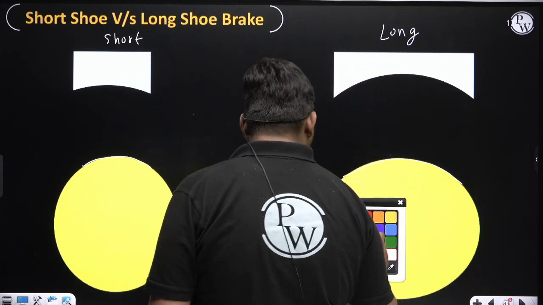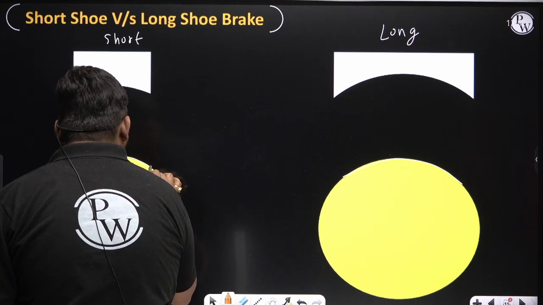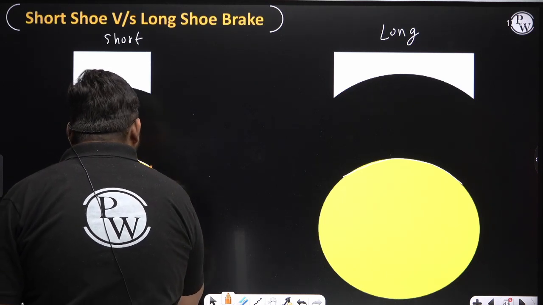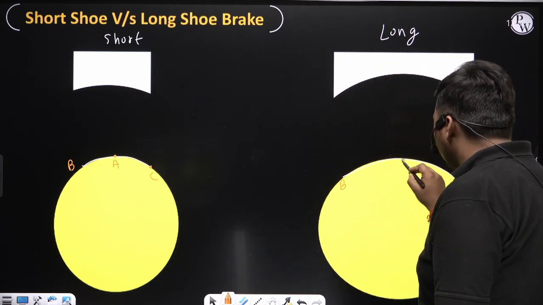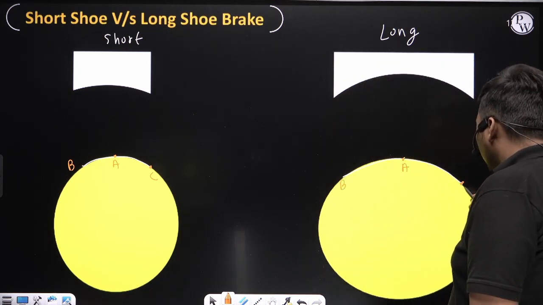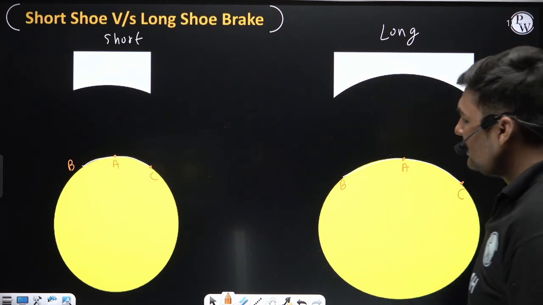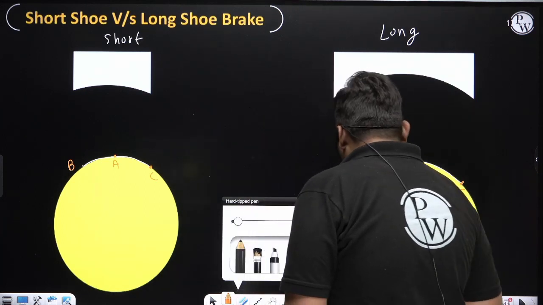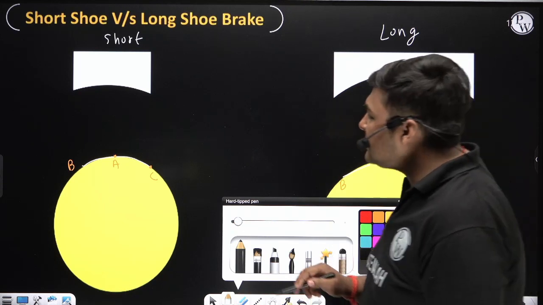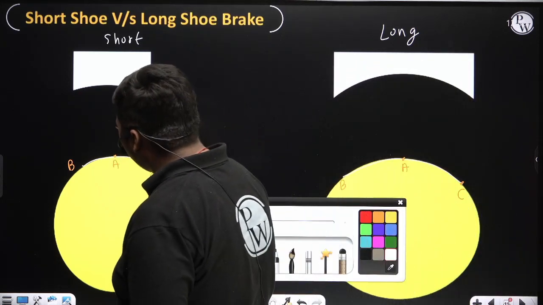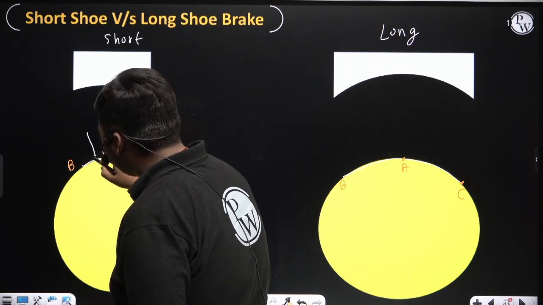Now suppose I am denoting this region as B, A, C, whose midpoint or center point is A. Now, due to braking effort, pressure will be induced between shoe and drum, and the pressure distribution between this shoe and drum will be roughly like this. I am drawing the pressure distribution.